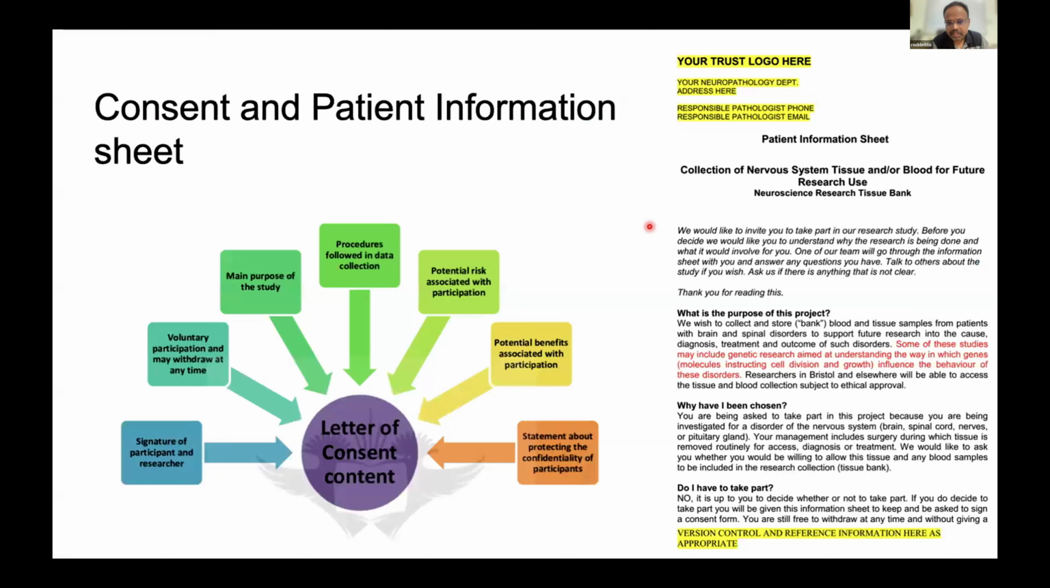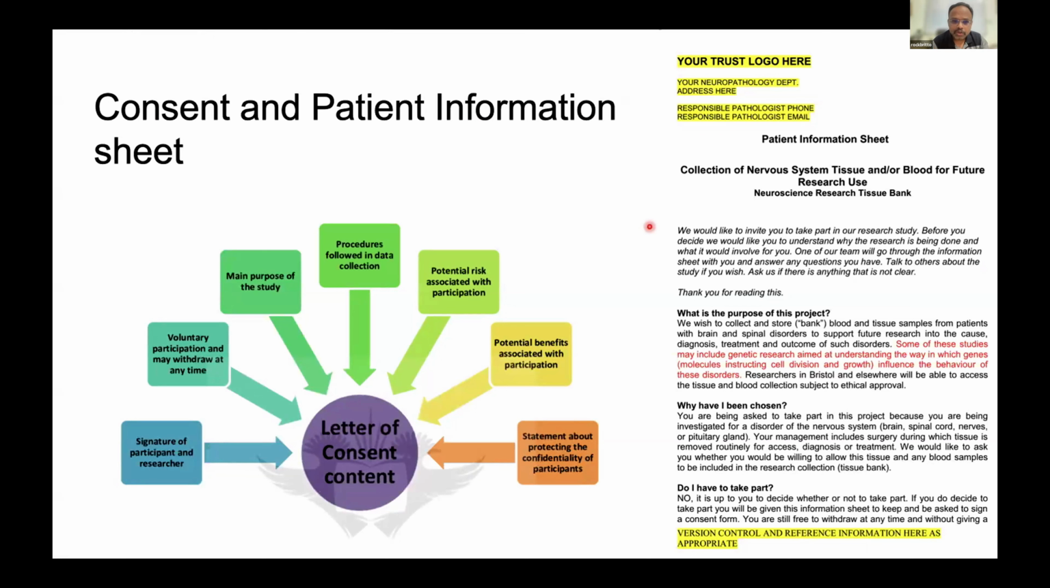As a part of ethics, we need to understand about the consent and the patient information sheet. The basic difference between consent and patient information sheet is that consent is for the researcher and patient information sheet is for the patient. Even though most of the content will be the same in consent and patient information sheet, you need to remember you should take the consent and the patient information sheet should be handed to the patient.